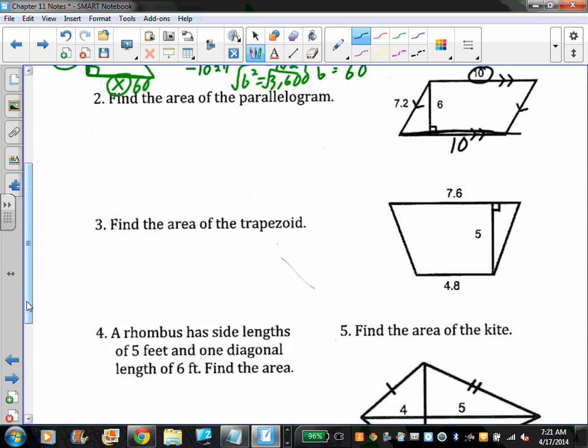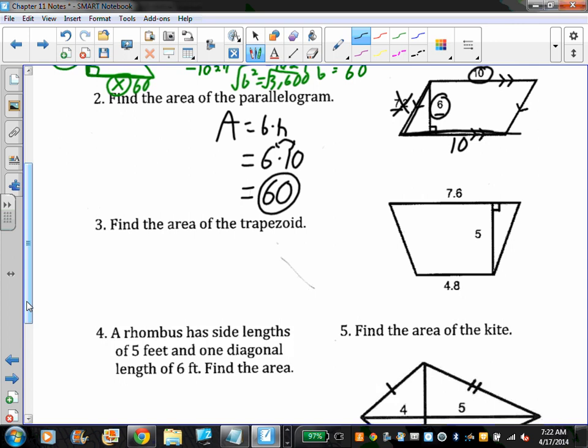Now, as far as which one of these two numbers, 7.2 or 6, we should use, we want to use the one that is perpendicular to 10. 7.2 is coming into 10 at an angle, so we don't want to use that one. We want to use this one. So our area is base times height, which in this case is 6 times 10. I kind of swapped them, but it doesn't really matter in multiplication, which equals 60. So that's that one. That's all you have to know for that one.